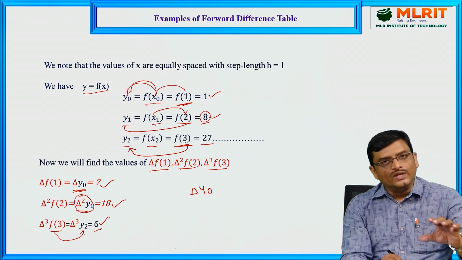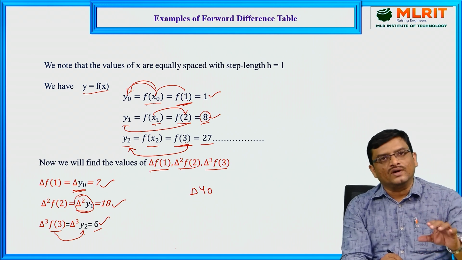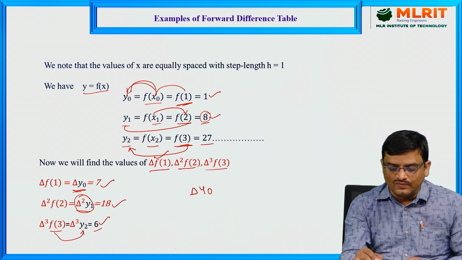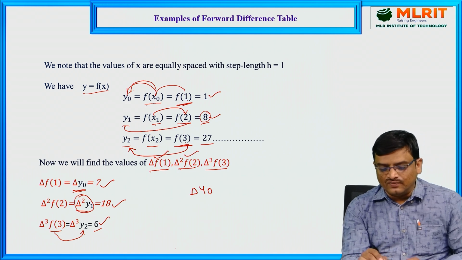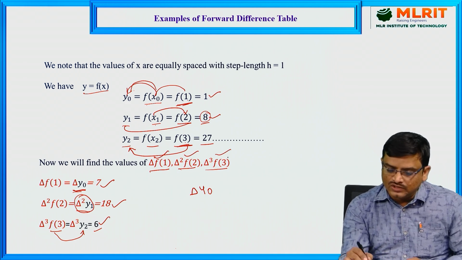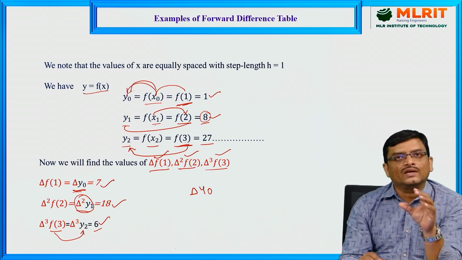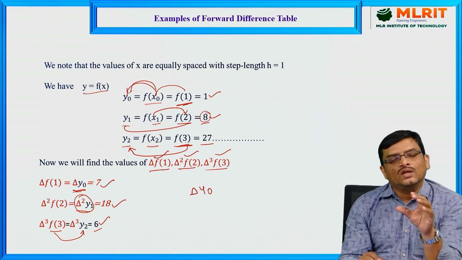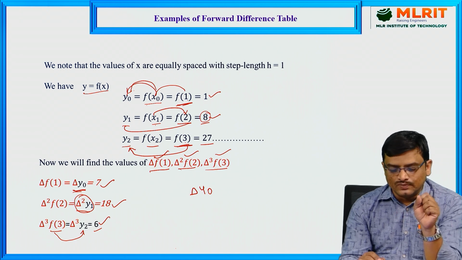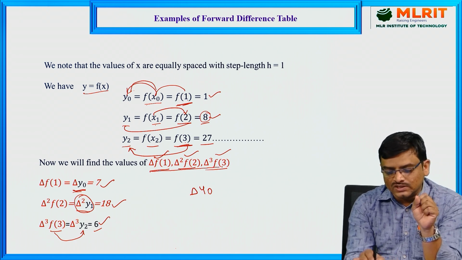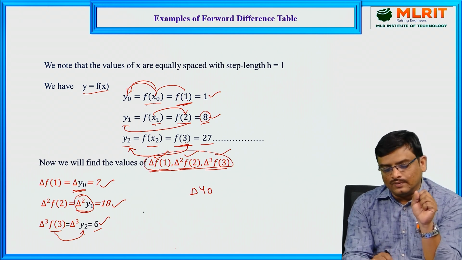So once you construct this forward difference table, then automatically from that forward difference table, we can find out all the values of delta f of 1, delta square f of 2, and delta cube f of 3. So this is one example of how we can construct this forward difference table, and from the forward difference table, this is the way we can get these values given in the problem.